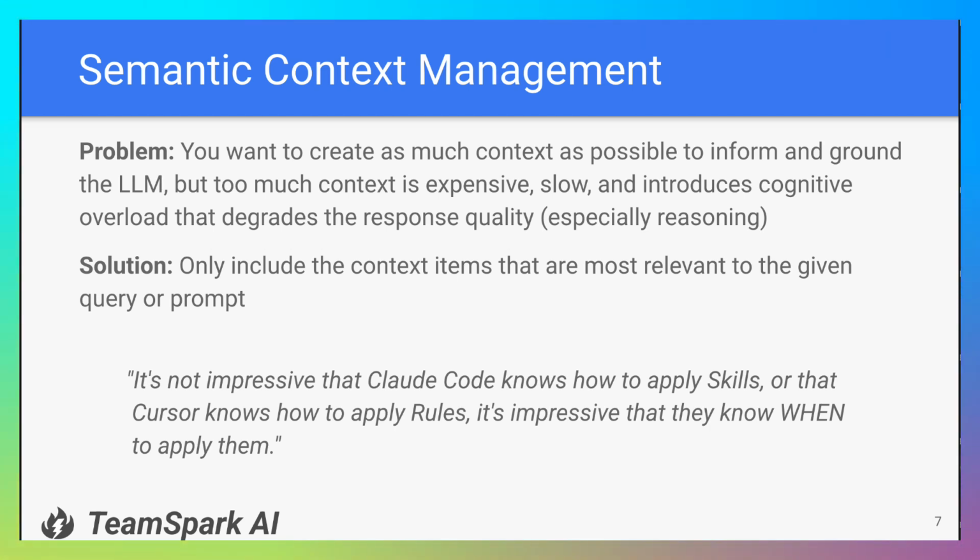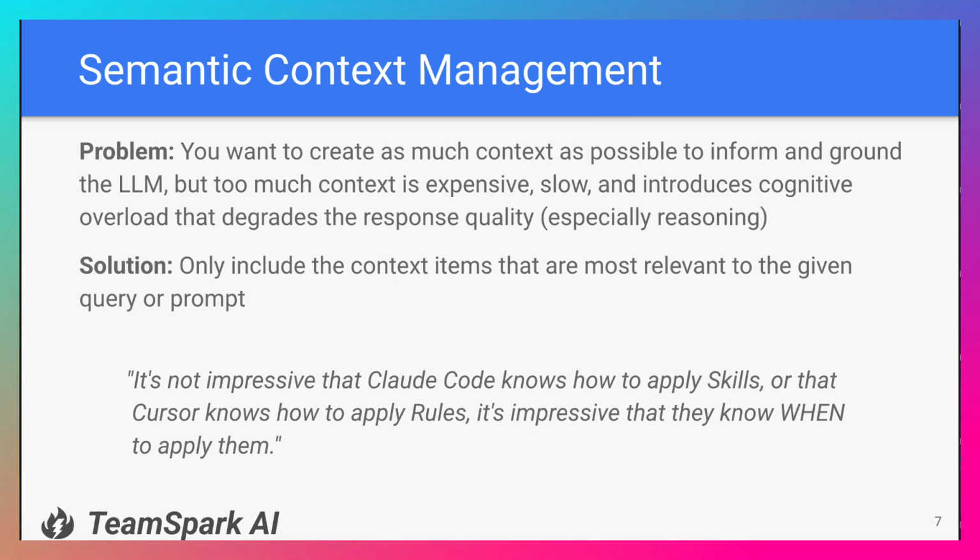And most importantly, it introduces a cognitive overload that degrades the response quality of the model, and especially the reasoning quality. So if you give a giant pile of context, every possible document and tool and rule to the large language model, not only is that going to be expensive and slow, but it's going to give you back a lower quality result than if you gave it the right context that it needed. So the solution is to only include the context items that are most relevant to the given query or prompt.